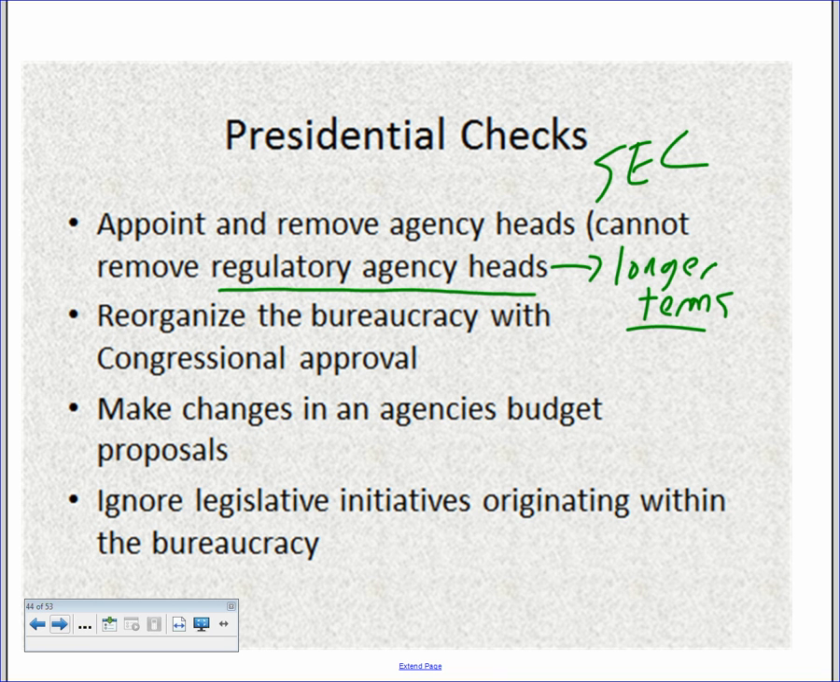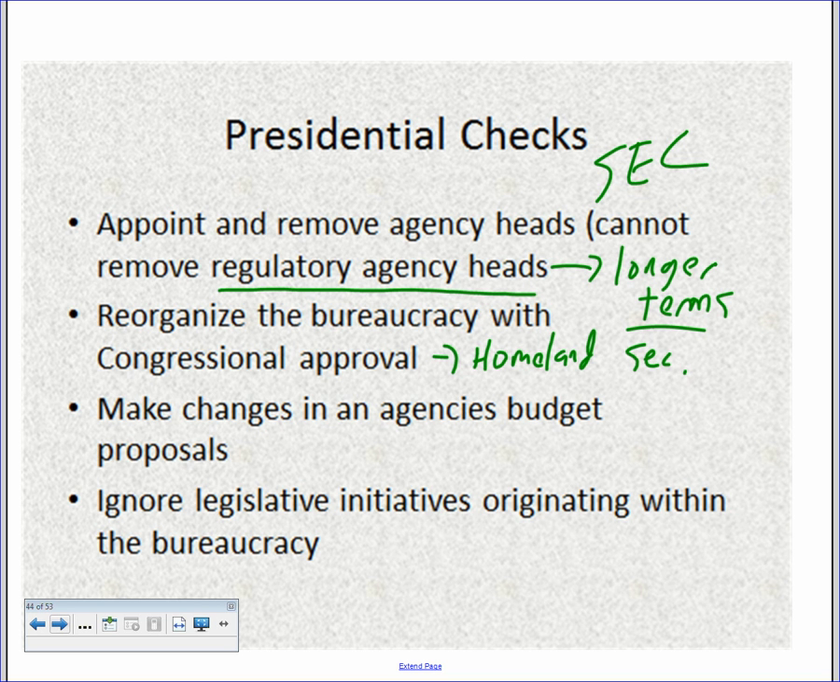Way to go, John McCain. Presidents can also reorganize the bureaucracy as long as Congress approves of it, so they can restructure it. We saw that with the Department of Homeland Security, where we took something like the Border Patrol and customs agents who used to be under the Department of Commerce and restructured them under Homeland Security. Somebody may have personally experienced that out there, but I won't mention names.